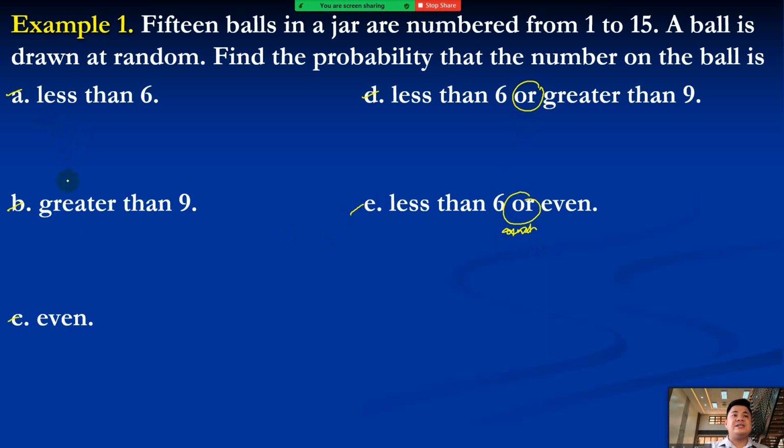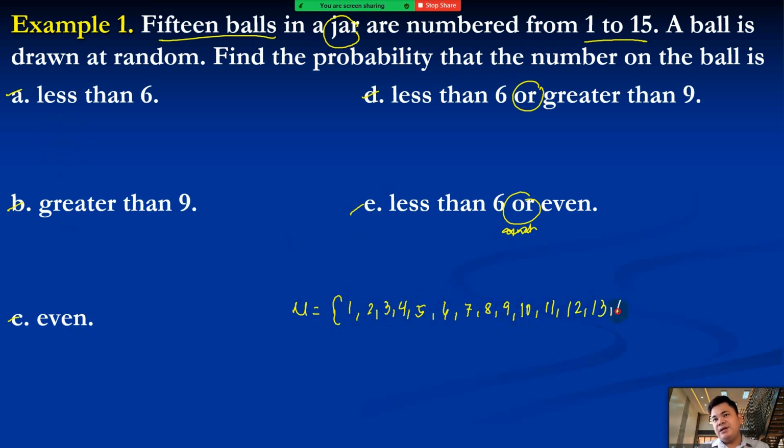For letter A, less than 6. So how are we going to compute? 15 balls in a jar. The jar is our universal set, numbered from 1 to 15. So for the universal set, we have 1, 2, 3, 4, 5, 6, 7, 8, 9, 10, 11, 12, 13, 14, and 15. So we have 15 balls numbered from 1 to 15. So that's our universal set.